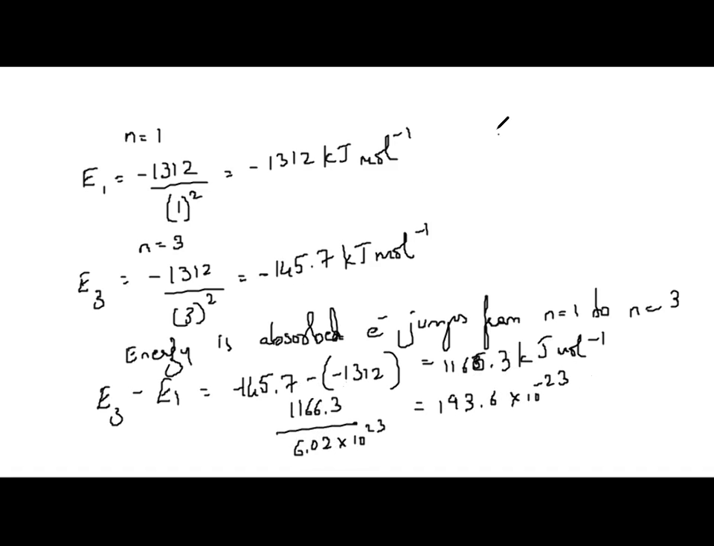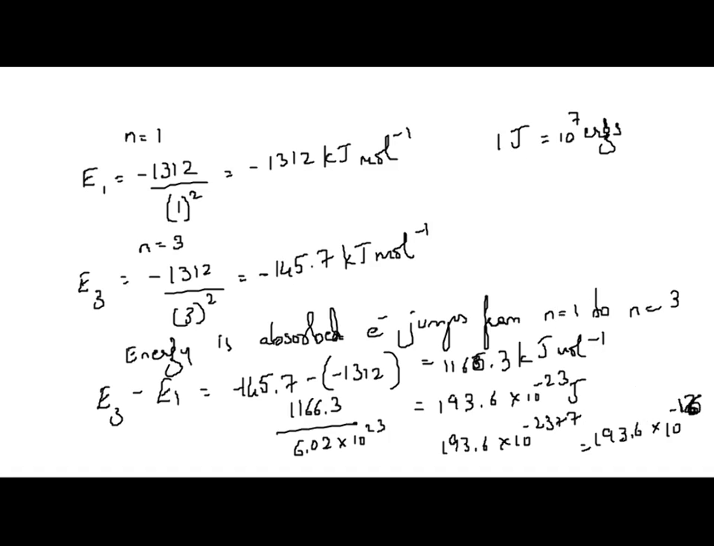Now, we know that 1 joule is equal to how many ergs? 1 joule is equal to 10 raised to 7 ergs. So here we have 193.6 into 10 raised to minus 23 joules. Convert it to ergs. 193.6 into 10 raised to minus 23 plus 7. So 23 minus 7 is how much? 10 raised to minus 16. Correct?